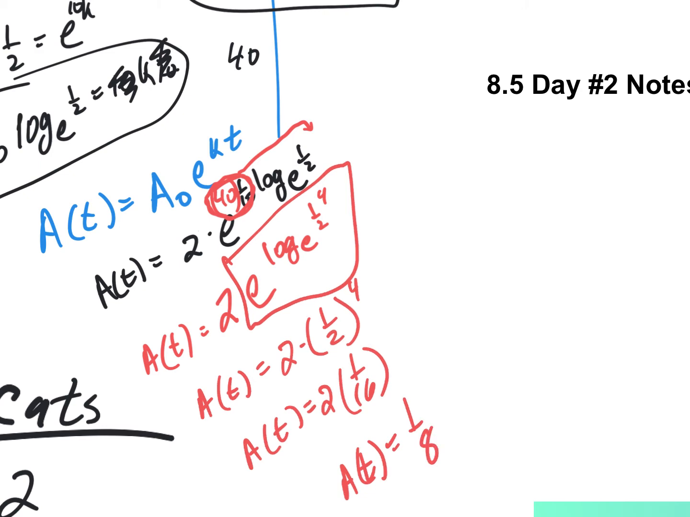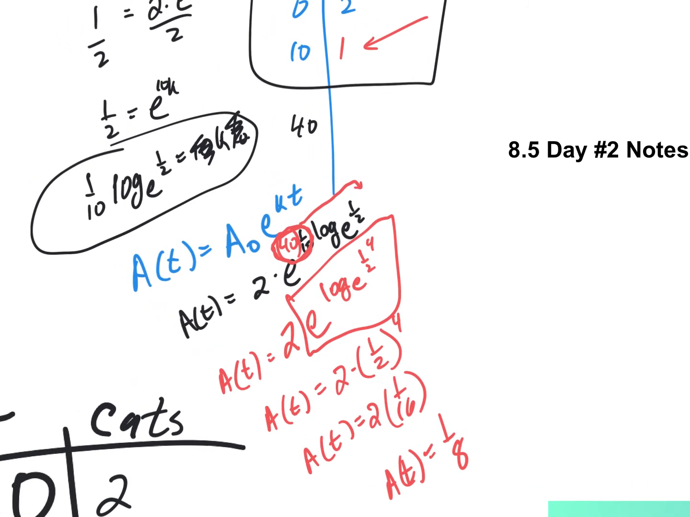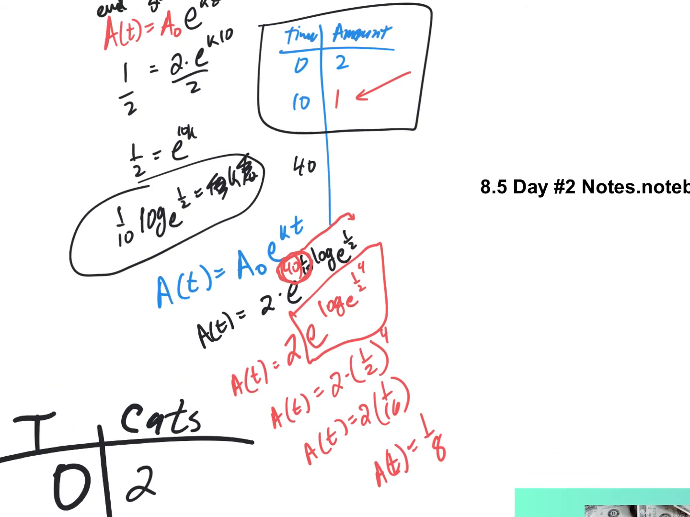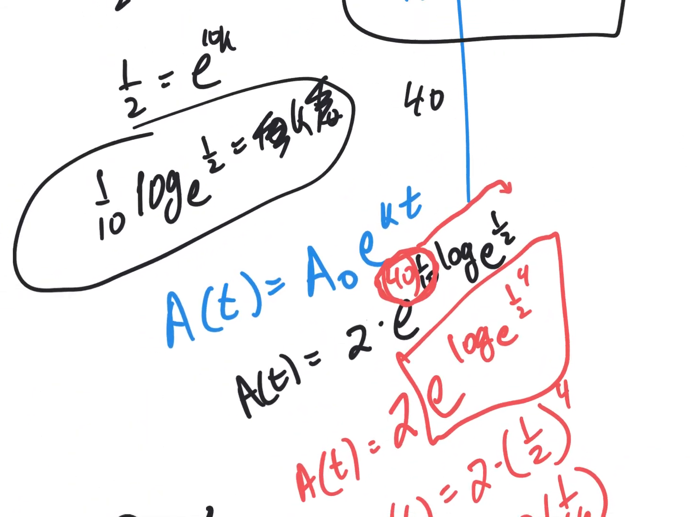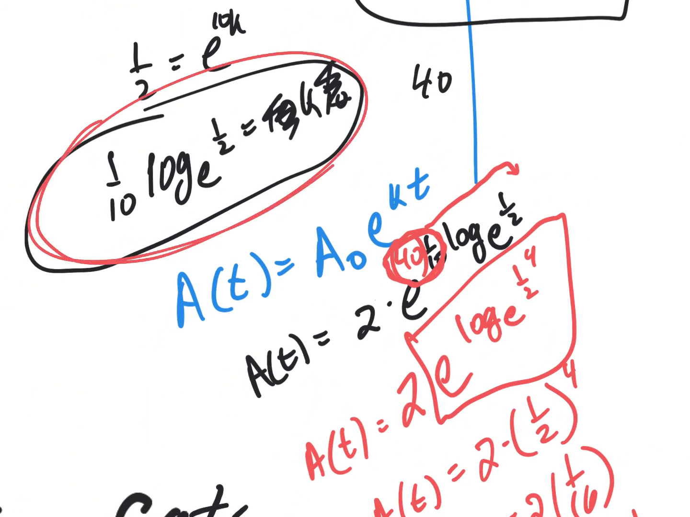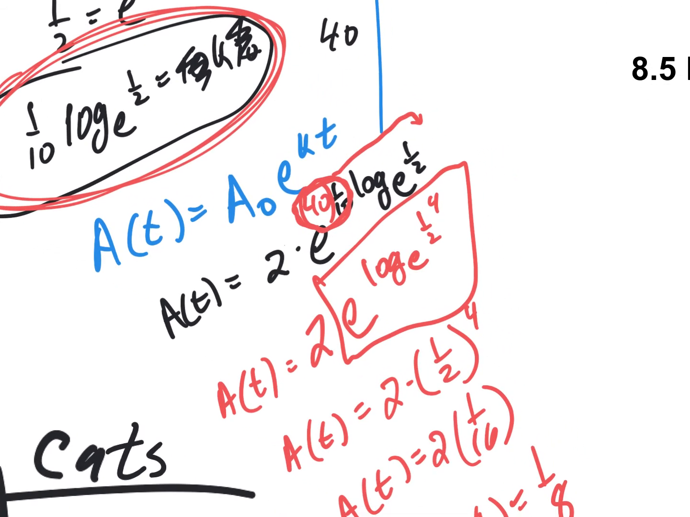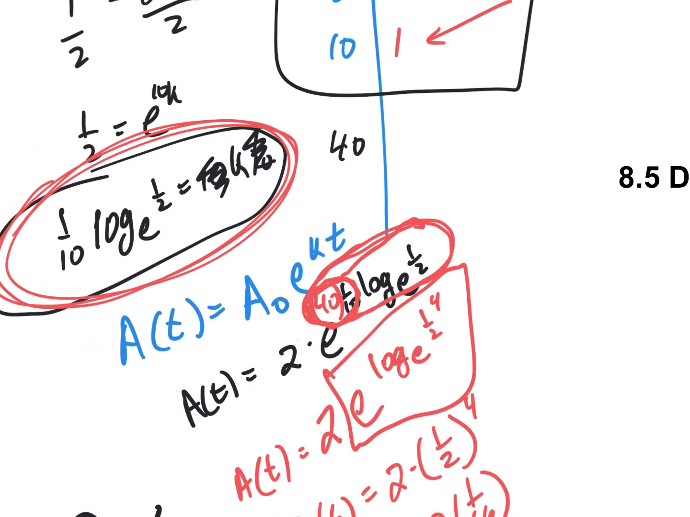Who had 1/8 before I even got there? Okay. If you didn't, try to figure out where you messed up in that process. And we'll do one more like it. I'm curious how many of you got this, the 1/10 log base e of 1/2. Okay, good. That's most of it. Look then where I put that in here and I times it by t. Our time was 40.